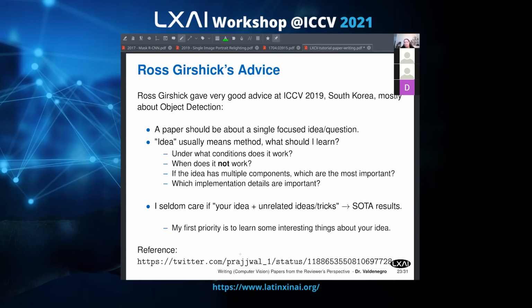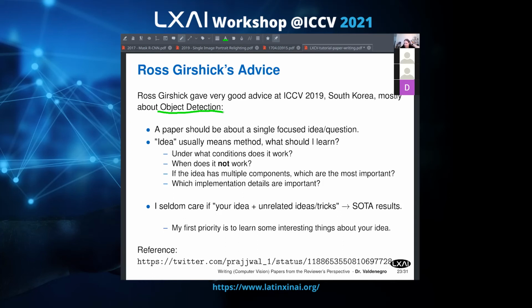The first is that a paper should be about a single focused idea or question. You should not try to answer many things in a single paper. An idea usually means a method. And what should I learn from this paper? You should learn under what conditions it works, like in which dataset or in general conditions, when it does not work, if the idea has multiple components which are the most important, and which implementations are important. As I mentioned, this is specific to object detection, but you can see that these ideas are very general. They apply also to many other techniques and even to other kinds of papers.